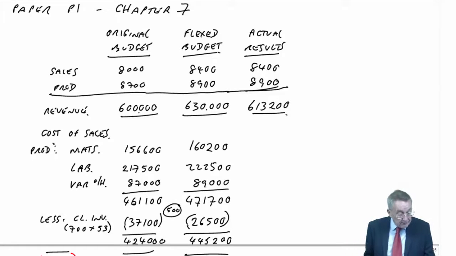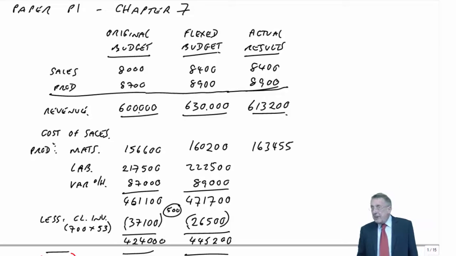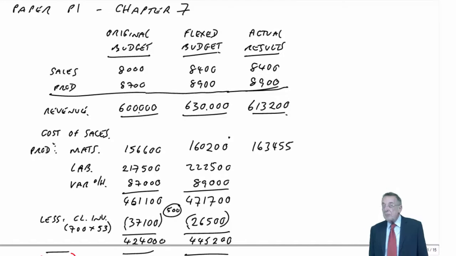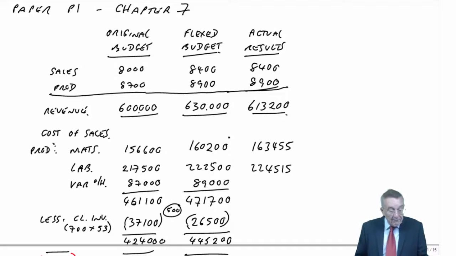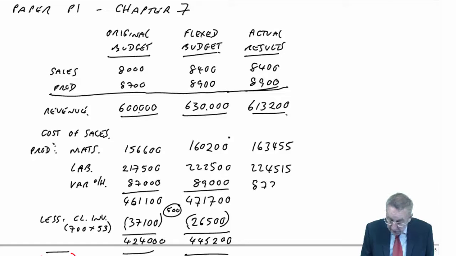What about the cost of sales? Materials? We actually spent 163,455. I did say earlier, we spent more than we originally budgeted, but of course we did, because we produced more. However, even taking that into account, we should have spent 160. We spent 163, so in fact we are spending more than we should. Let's finish it though, before I do any more talking. Labour, we actually spent 224,515. Variable overheads, we spent 87,348.